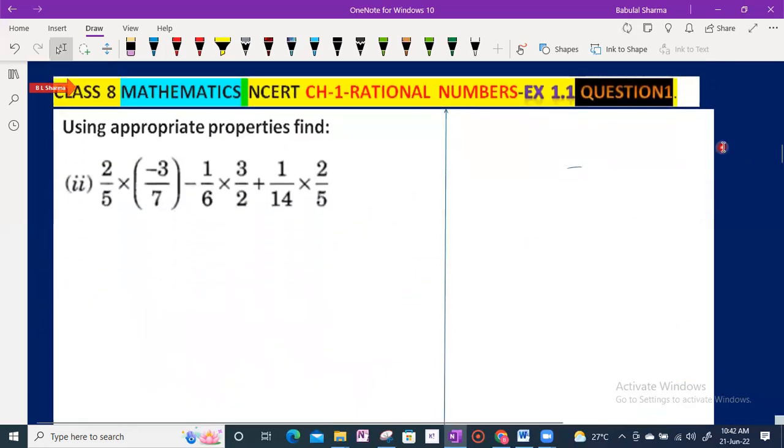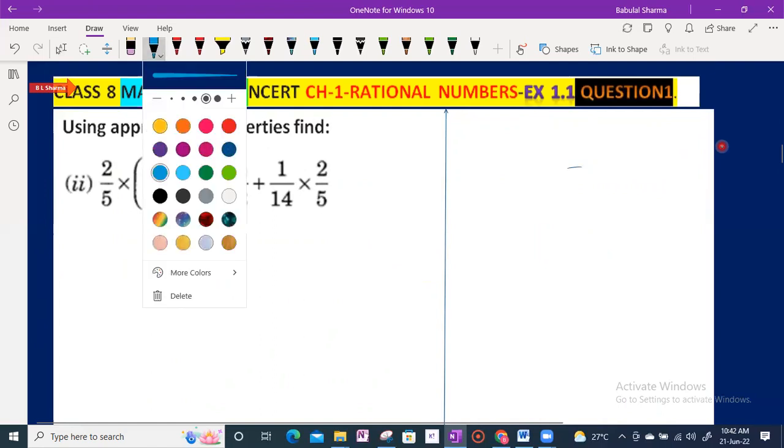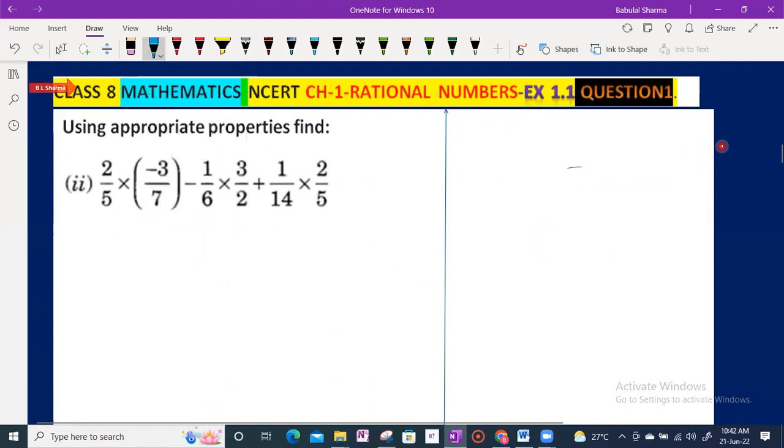Its second part. This is 2 upon 5 minus 3 upon 7 minus 1 upon 6 into 3 by 2 plus 1 by 14 and 2 by 5. आप ग्रुपिंग देखिए, यहाँ पे देखिए, this is 2 by 5 इधर भी है, 2 by 5 इधर भी है, तो इनको ग्रुप कर लीजिए, एक तरफ ले आइएगा.